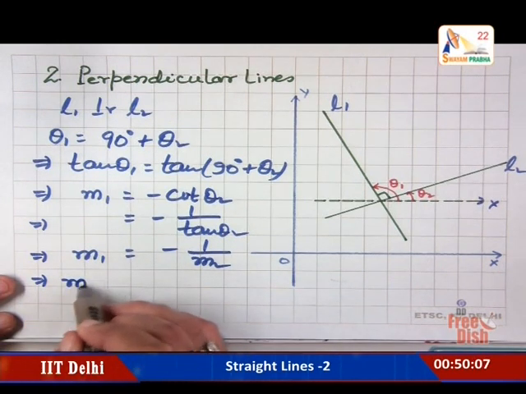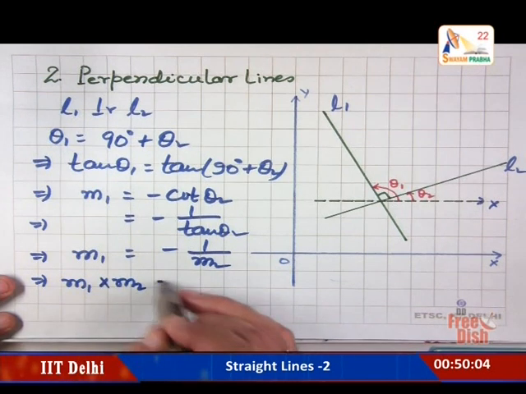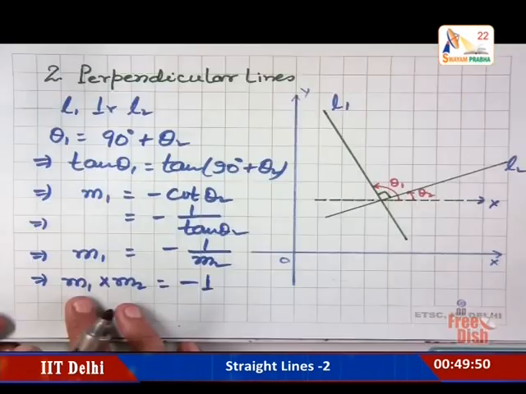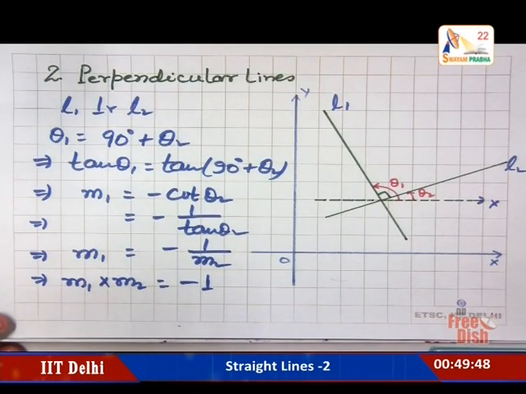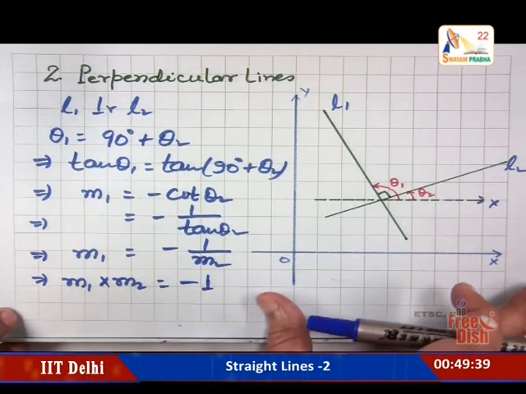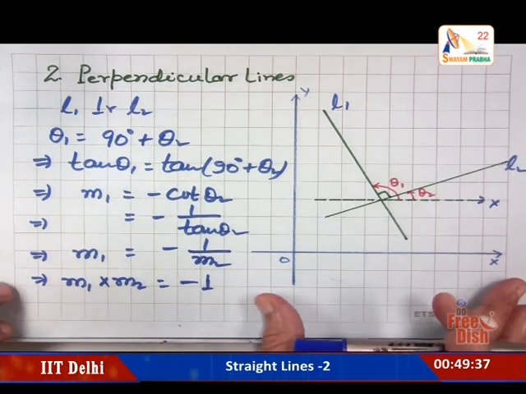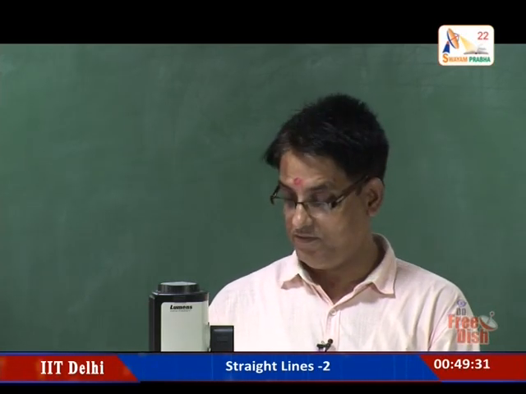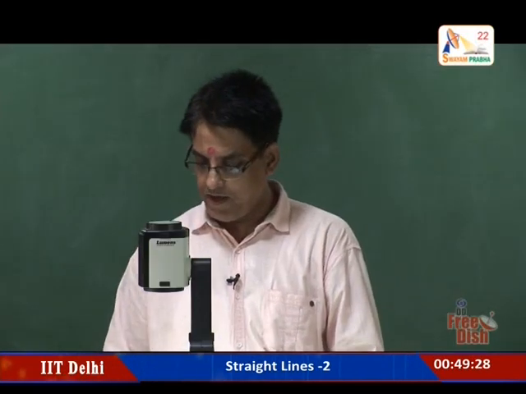This implies M1 into M2 is equal to minus 1. This will be the condition for two perpendicular lines. When two lines L1, L2 are perpendicular, then the product of their slopes is equal to minus 1. Or you can say, when product of slopes is equal to minus 1, then the two lines are perpendicular. So in this way we can use the concept of slope of a line to decide whether lines are parallel or perpendicular. Now we see another example.